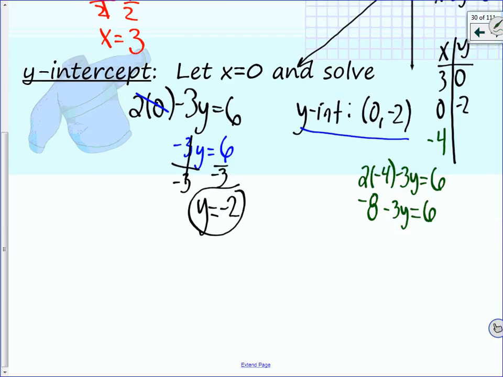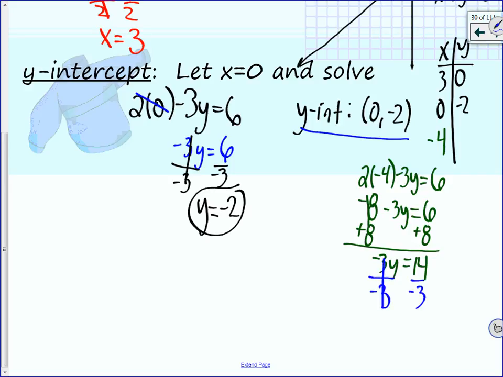So again, I do have to solve here. How did I get y by itself? Shirley? Adding to both sides. Good. -3y equals 14. What's next? Brennan? Good.